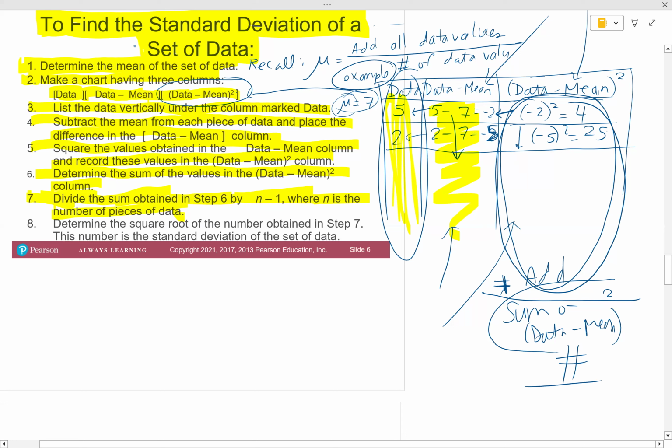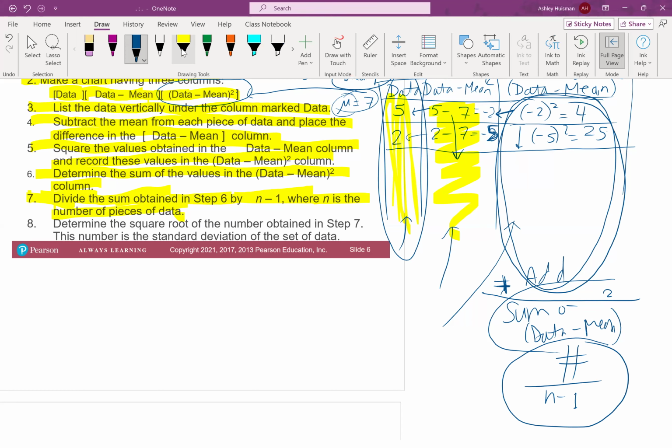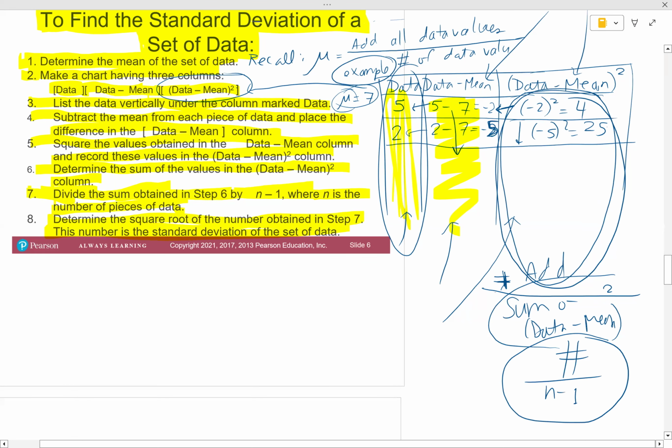Now I'm going to divide it by n minus 1, where n is the number of data values you had to begin with, or in other words, the number of rows of this table, and then subtract 1 from that. Oh, and there's one more step. Last thing to do, determine the square root of the number obtained in step 7. This number is the standard deviation of the set of data. So that is a lot of steps.